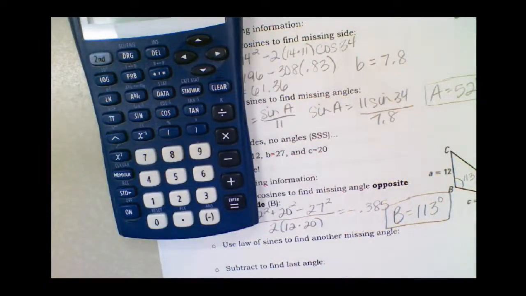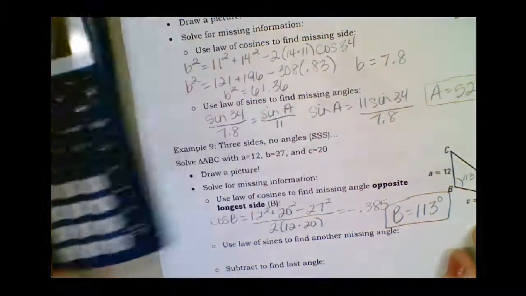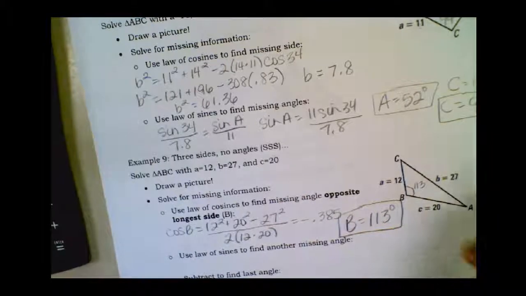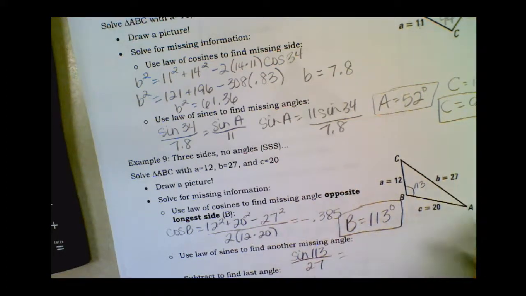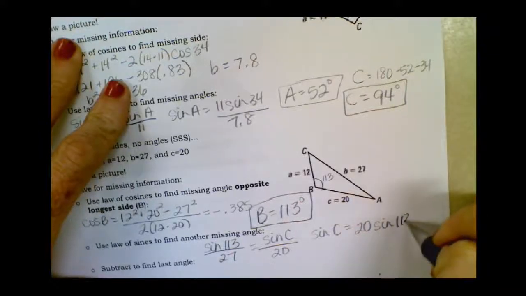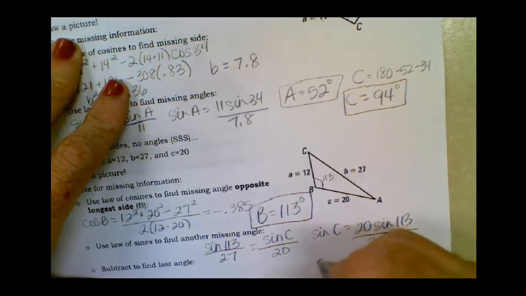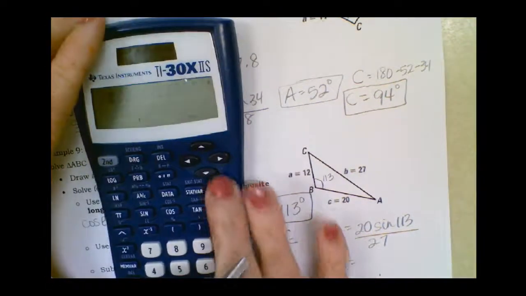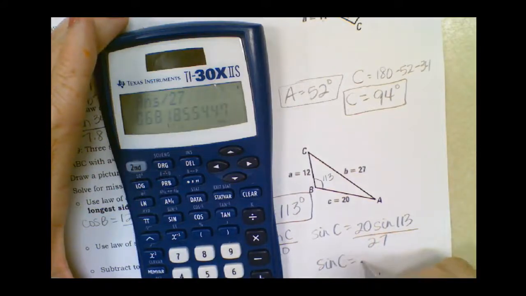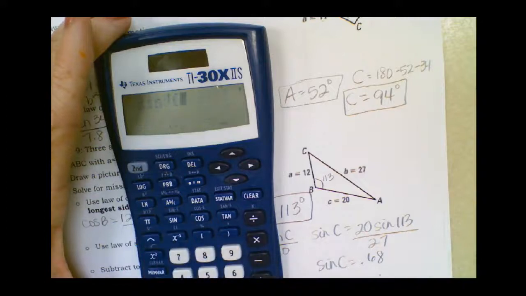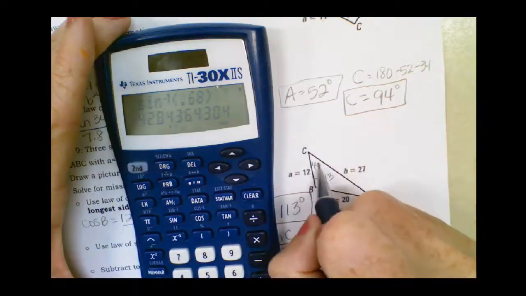Okay, so now that we did that, we can go back to using law of sines to find our missing angles, because now we've got a pair. So let's solve for C. Why not? So now I've got sine of 113, that's my B angle, and my B side is 27. My sine of C value I don't know yet, but I know the length is 20. So sine of C equals 20 times sine of 113 divided by 27, which is 0.68, and the inverse sine of 0.68 would be about 43 degrees. So C is about 43.